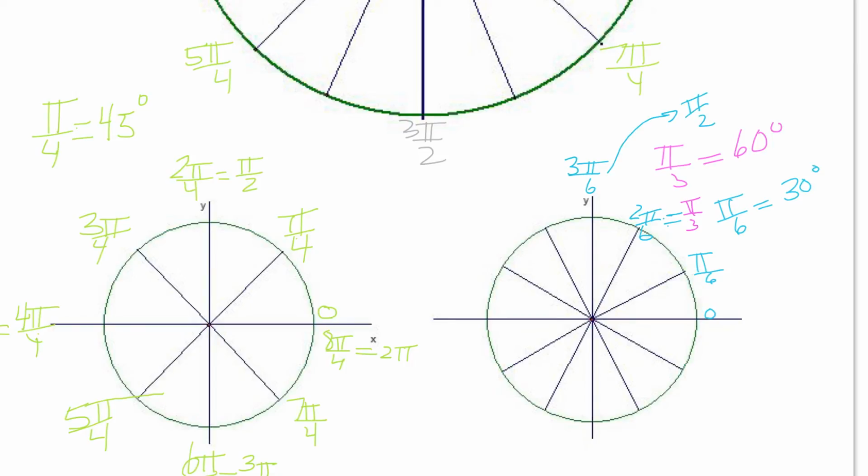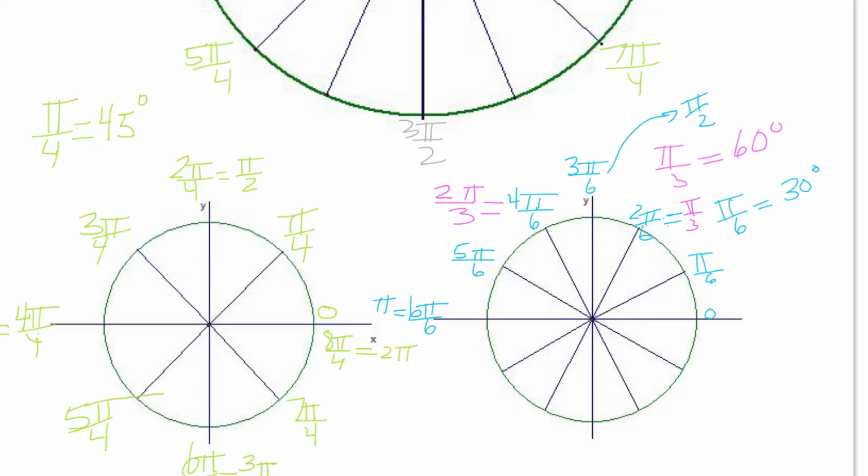If we count some more, we would get 4 pi over 6. And 4 pi over 6, if we simplify it, is the same thing as 2 pi over 3. Keep moving, we get 5 pi over 6. And then we would get 6 pi over 6. And remember, 6 pi over 6 is the same thing as pi.